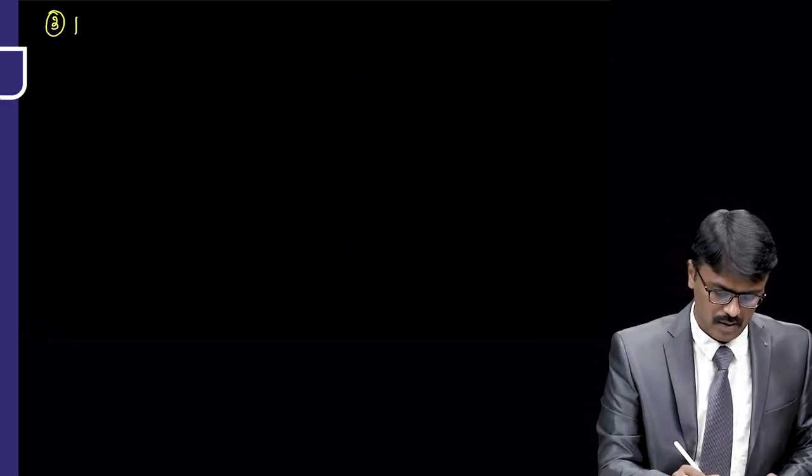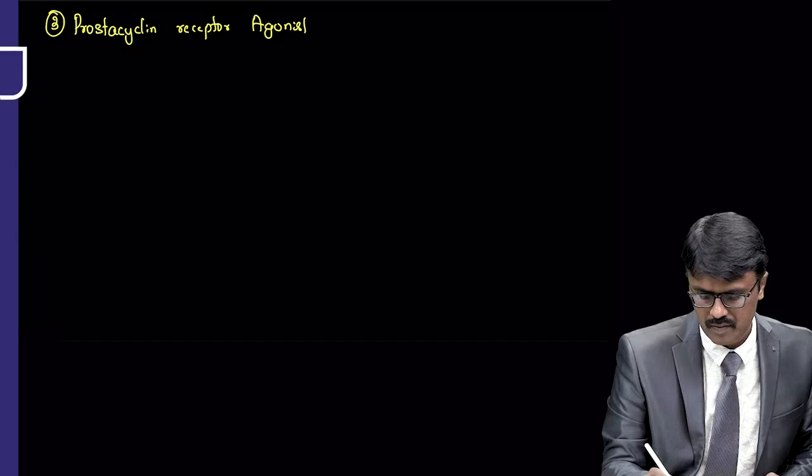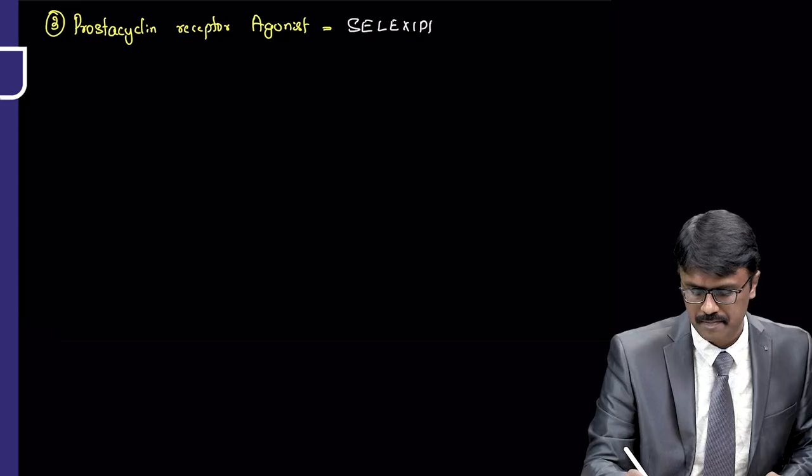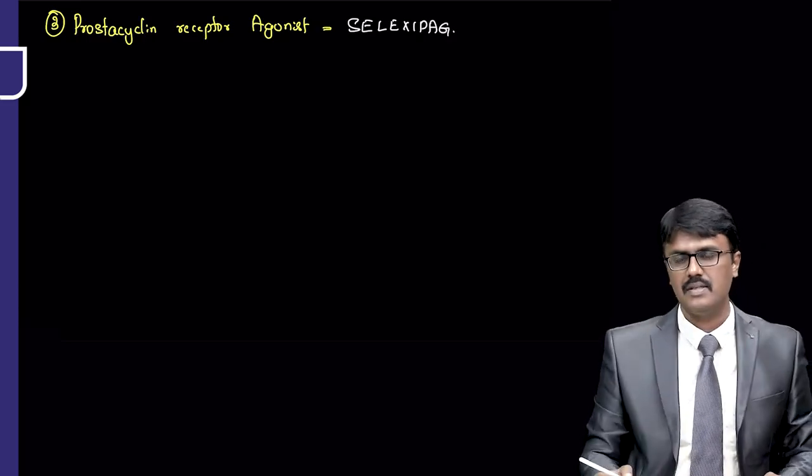The third important group of drug is the prostacyclin receptor agonist. So what is the name of it? It is called Selexipag.